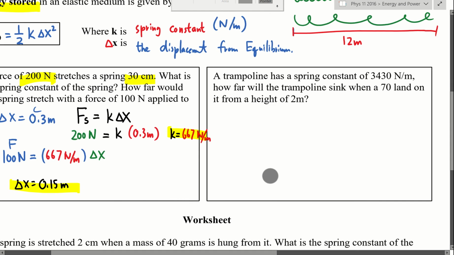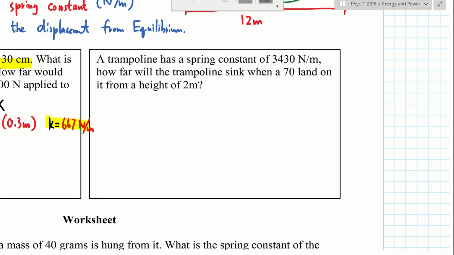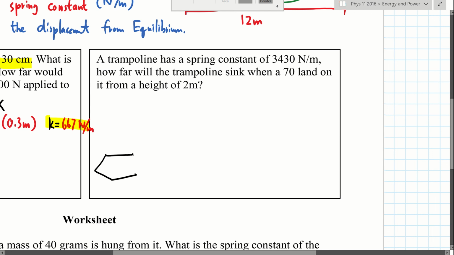Now, let's look at another one, a trampoline. Let's assume that you have a trampoline, which looks something like this. Okay, so trampoline, and you're going to jump from here. The trampoline has a spring constant of 3,000 something Newton per meter. How far will the trampoline shrink when a 70 kilogram person lands on it from a height of 2 meters?